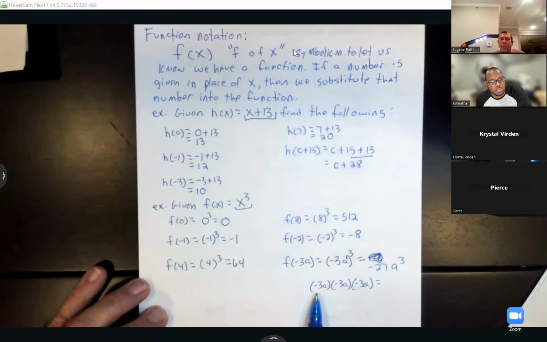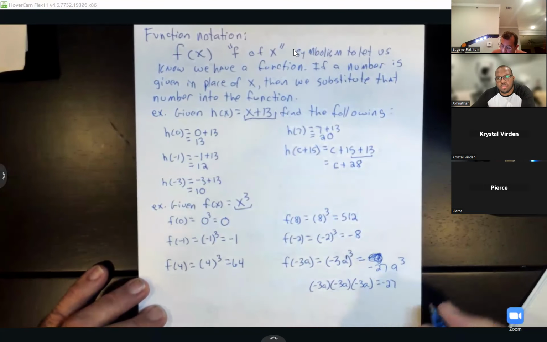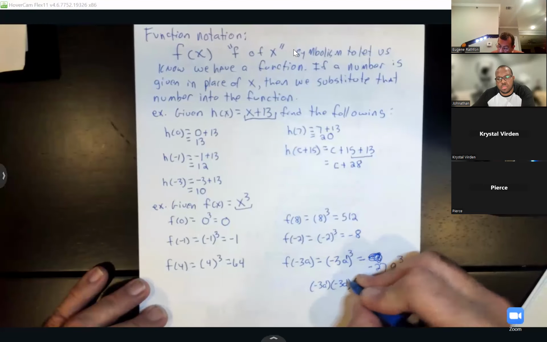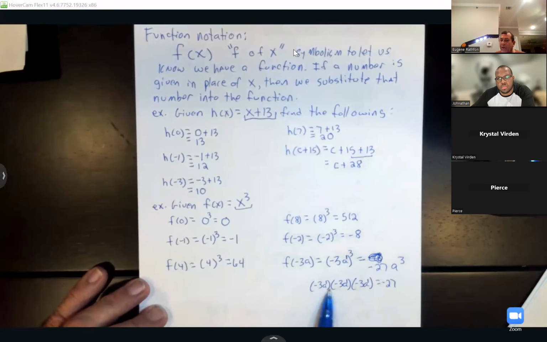So basically multiply all the 3's together. So -3 times -3 times -3. Okay. You got that, -27. And if you write the A's out like this, remember they all have an exponent of 1 on them. And when you multiply variables, remember you're just adding their exponents together. Okay, makes sense. Thank you.